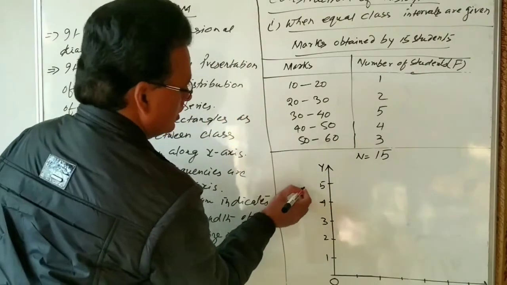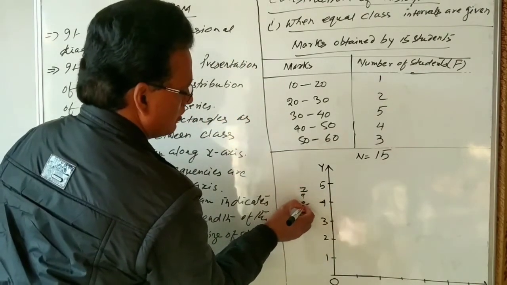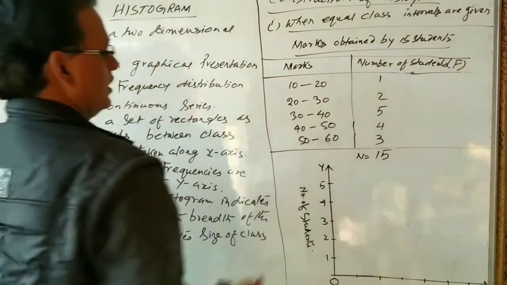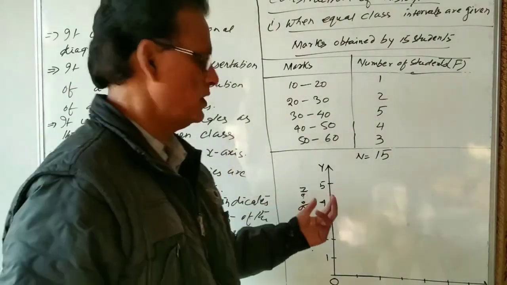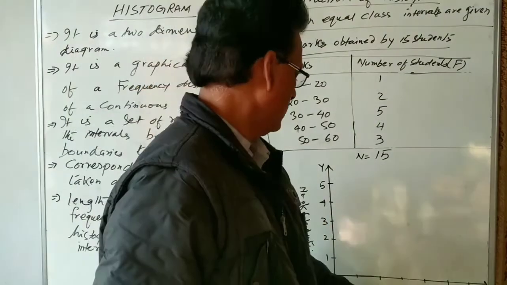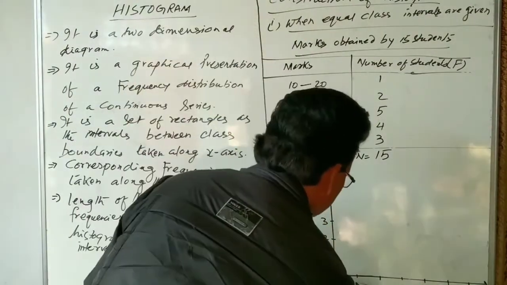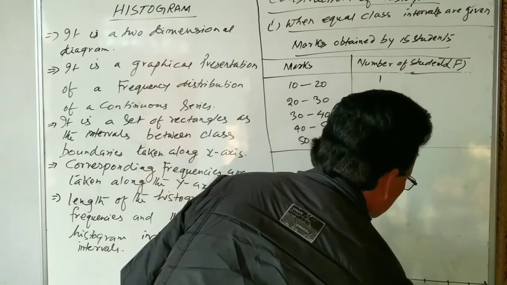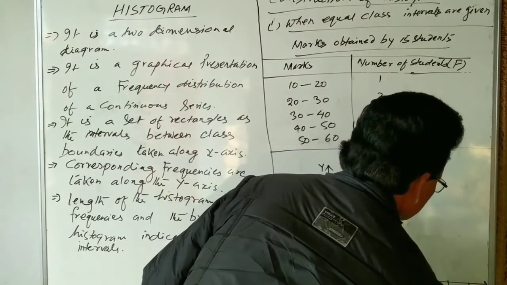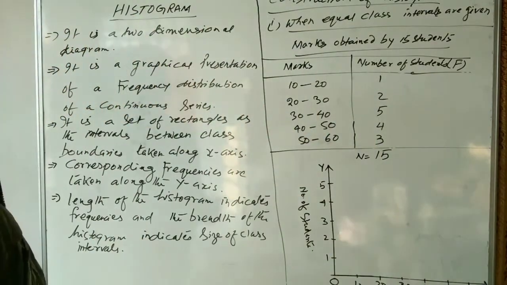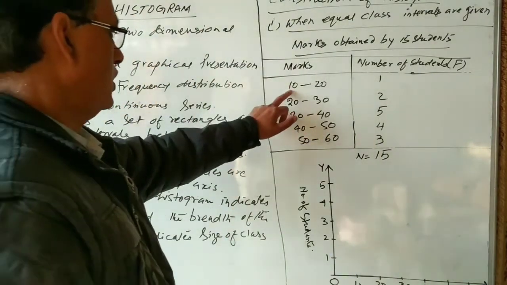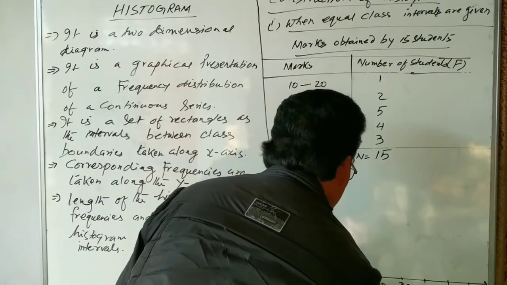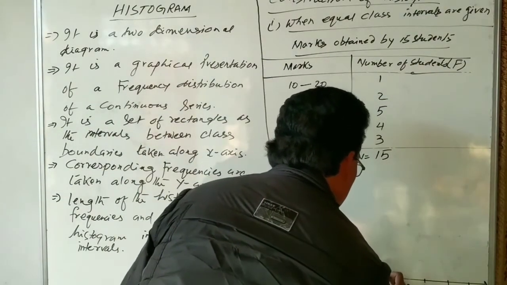Here we can write number of students. So students, frequency, are represented on the y-axis, and these class intervals we can write: 10, 20, this is 30, this is 40, this is 50, and this is 60. And here, this 10 to 20, this is one student. There is only one student who has got the marks between 10 and 20.